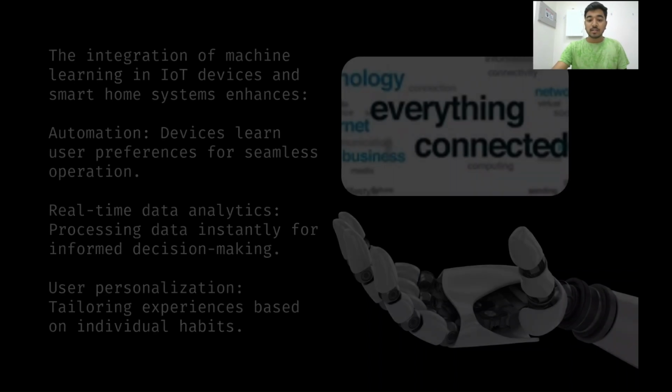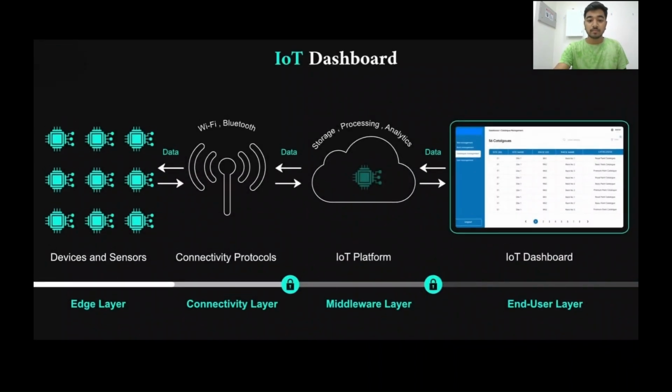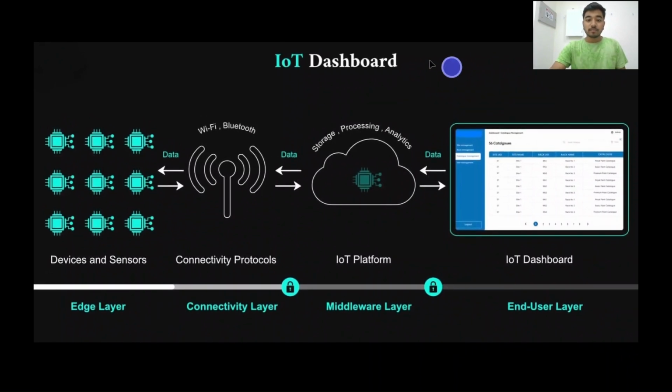Now, moving to the next slide. This diagram illustrates the working of an IoT-based monitoring system using a dashboard for real-time insights. The entire architecture is broken down into four key layers: the edge layer, the connectivity layer, the middleware layer, and the end user layer. So first, let's talk about the edge layer.